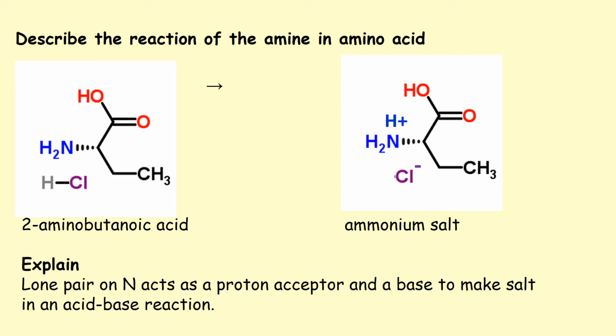Now, acids react with bases. Acids do not react with acids. Acids react with bases. So the lone pair on the nitrogen is going to form a dative covalent bond with the hydrogen. The hydrogen atom or proton is going to be, the nitrogen atom is going to be a proton acceptor and forms a dative covalent bond. So this will then go on. This is what we call an acid-base reaction, and it's going to form an ammonium salt.